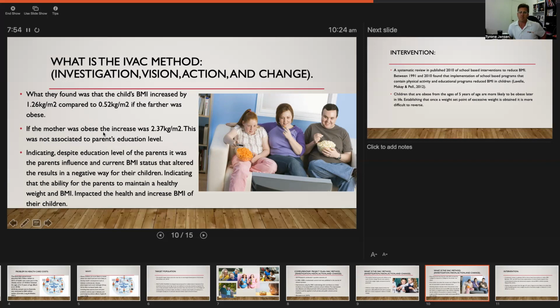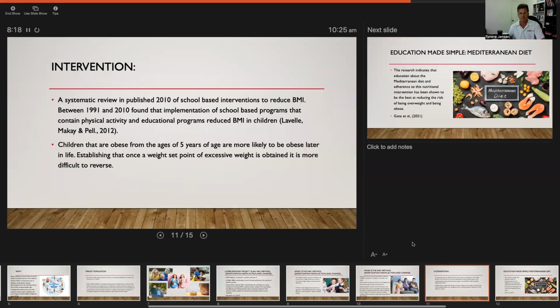So what this is saying is basically the influence of the parents dictated a positive or a negative outcome in the child's BMI, indicating that despite education levels of the parents, it was the parents' particular influence and current BMI status that altered the results in a negative way for their children, indicating the ability for parents to maintain a healthy weight and BMI impacted the health and increased BMI of their children.